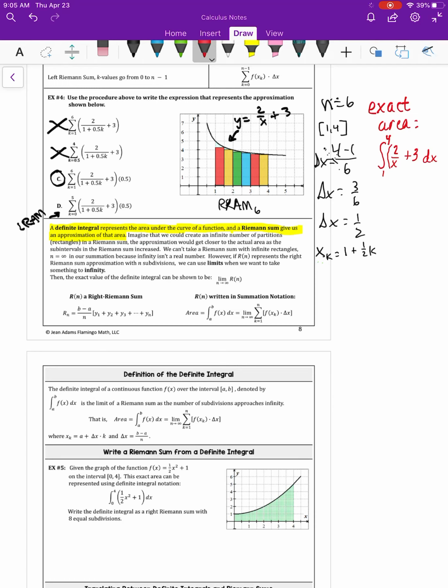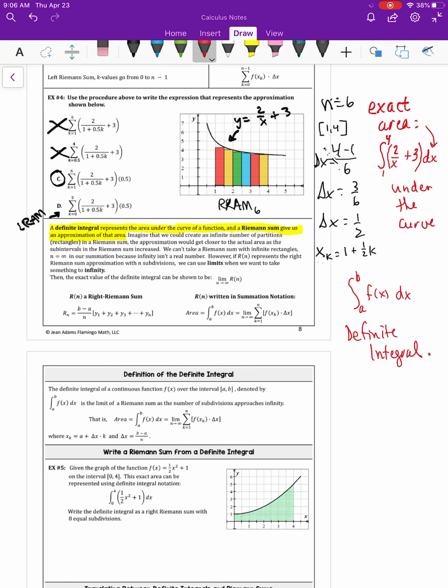If I wanted to find the exact area under the curve for that function, I would take the integral of 2 over x plus 3 from 1 to 4 with respect to x, so I would have to say dx. So I would be integrating this function from 1 to 4 with respect to x. This is going to give me the exact area under the curve, in between the curve and the x-axis.